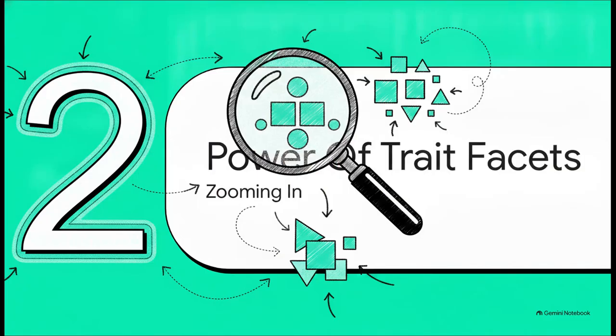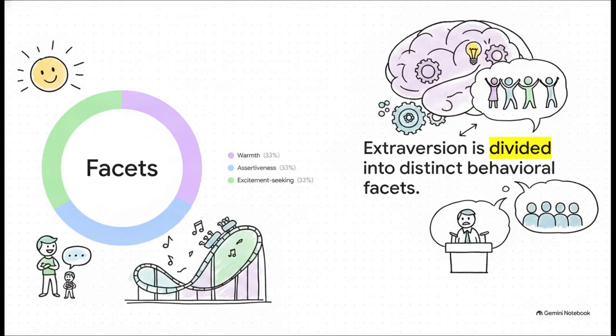Section 2. The power of trait facets. Zooming in. Broad traits provide an excellent global summary, but they often obscure those critical internal nuances. The big picture isn't always the full picture. That's where the facet approach comes in, which basically breaks a broad trait down into pieces. Extroversion, for example, actually divides into distinct slices like warmth, assertiveness, and excitement-seeking.